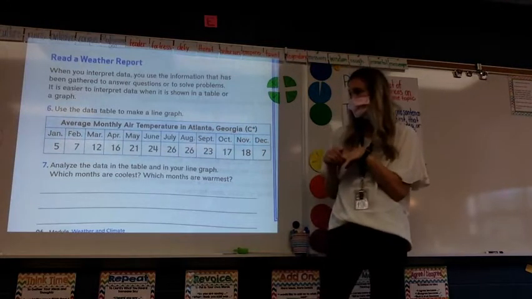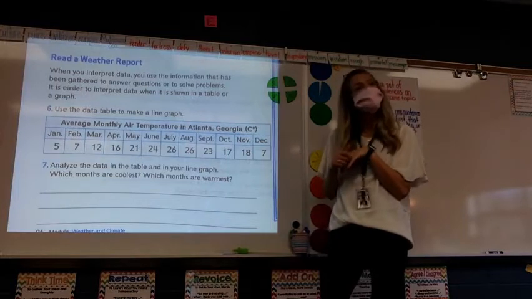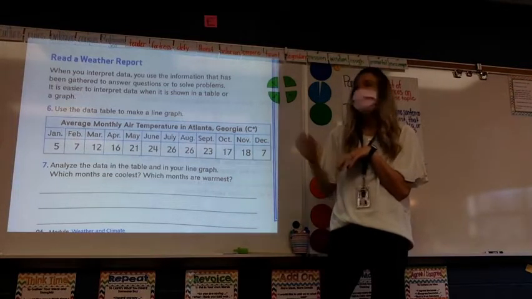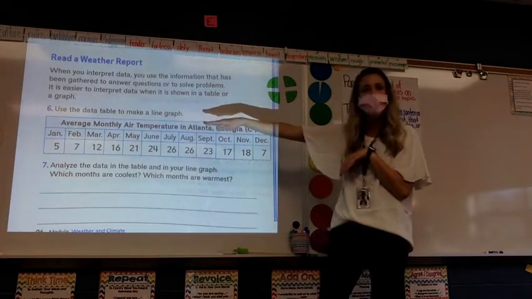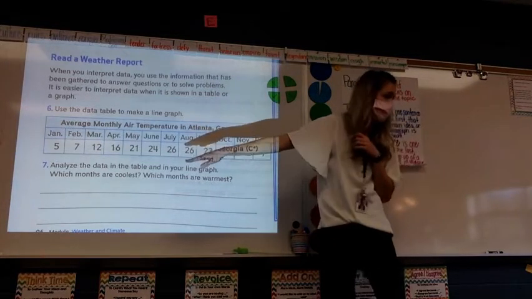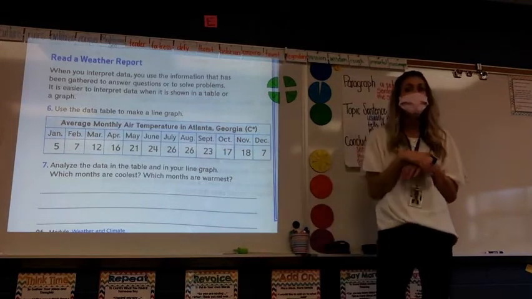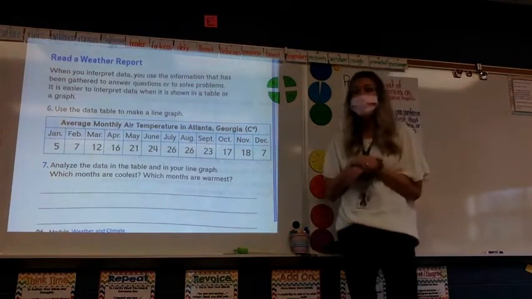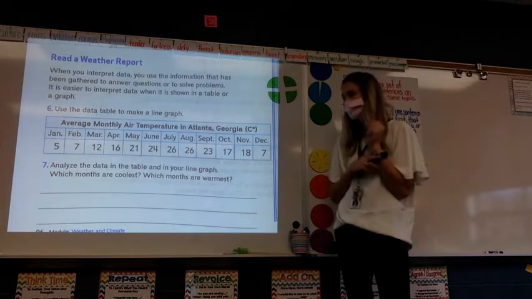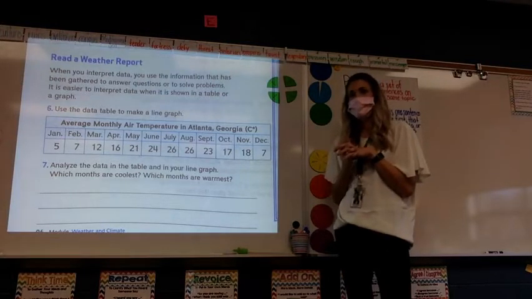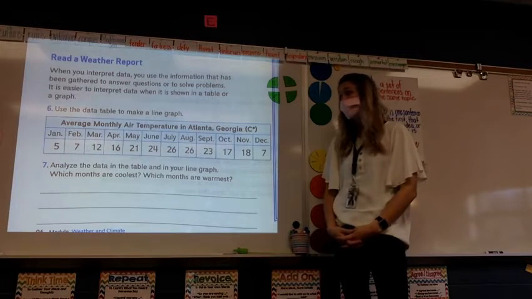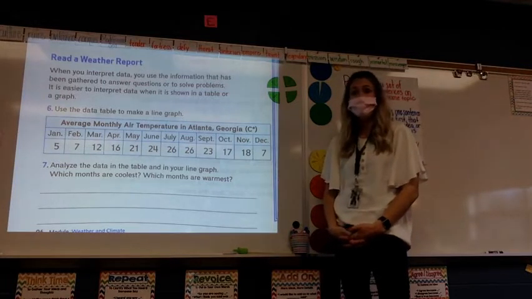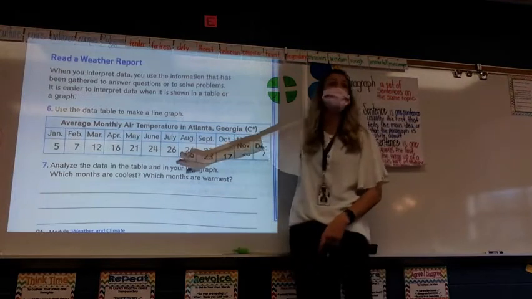Haley. What do you see on here that lets us know it might be warm? If 5 is really cold, January, the average temperature is 5 degrees. What on here lets us know that that's cold and something else might be warmer? Kaysen. July and August are going to be hot. Yeah. What number do you see at July and August? 26. It's going to be 26 degrees in July and August.